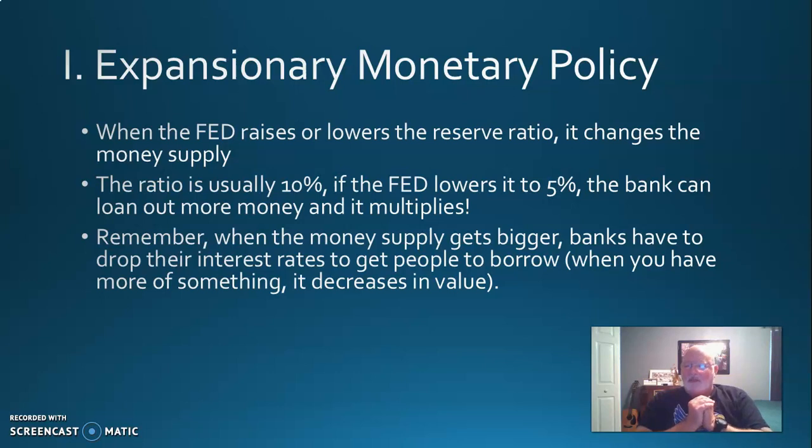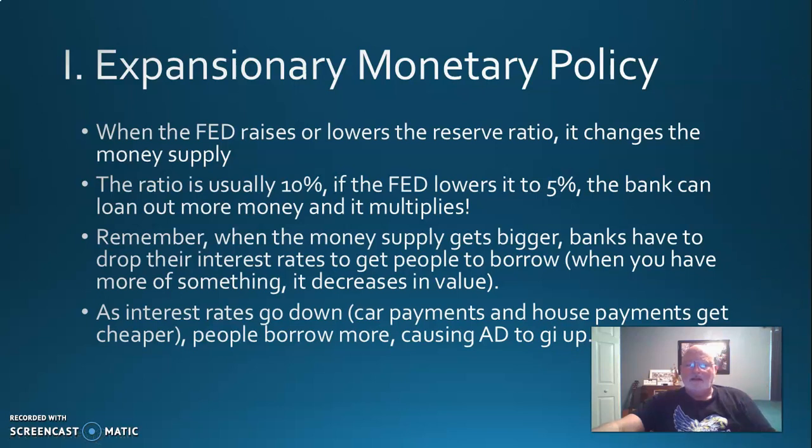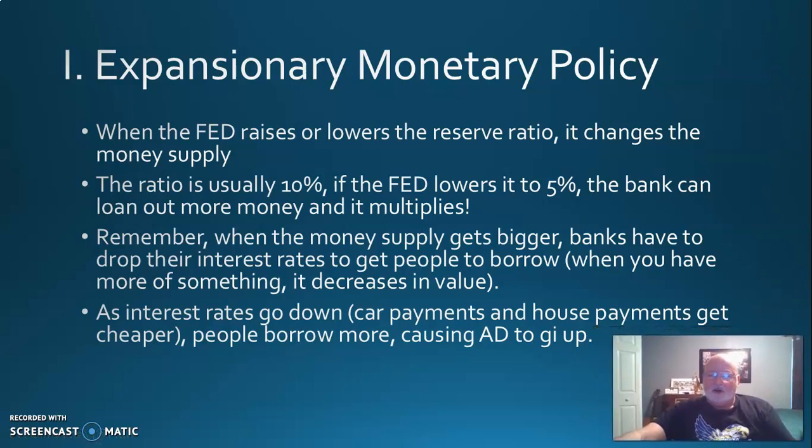But the more money in the money supply, they're going to have to drop the interest rates to get you to borrow it. And remember, when they drop their interest rates, if you remember that day we did car payments and house payments, as interest rates go down, car payments and house payments get cheaper, people borrow more, and they spend it, causing aggregate demand to go up. Okay, that's what the Fed's trying to do.